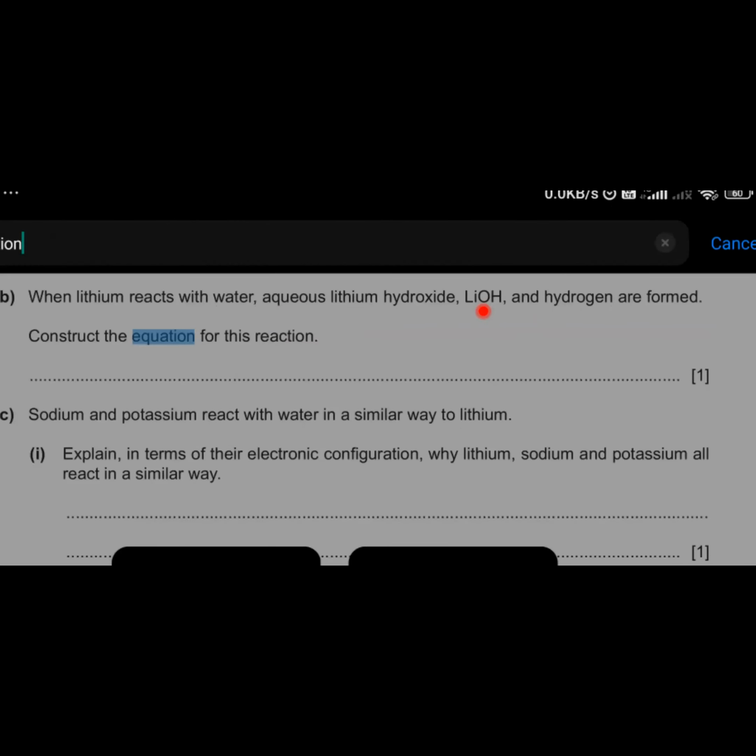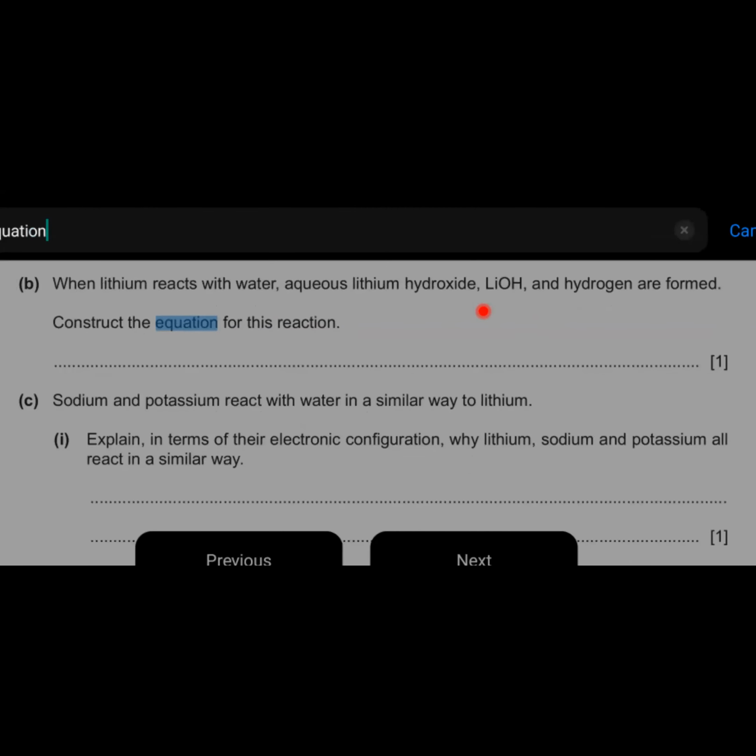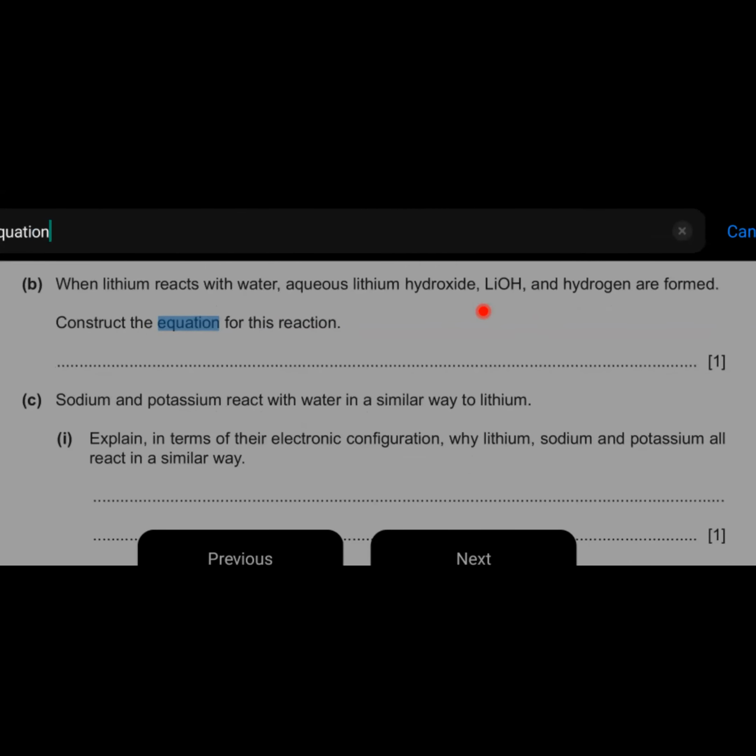Yes, we can call them examiners. Now we have hydrogen here, and here we have lithium and water. So you try a very simple equation, Li plus water, H2O. You can write it here itself if you want. Then LiOH, and then hydrogen. Most specifically, you can't just write it like this and leave it, thinking it's just one mark. No, you have to balance it.